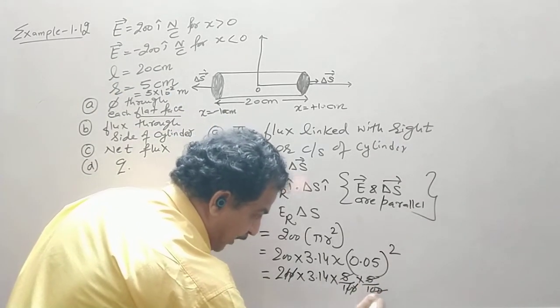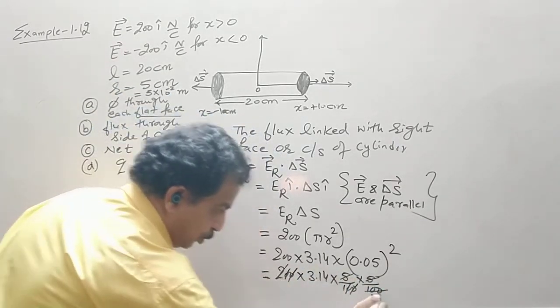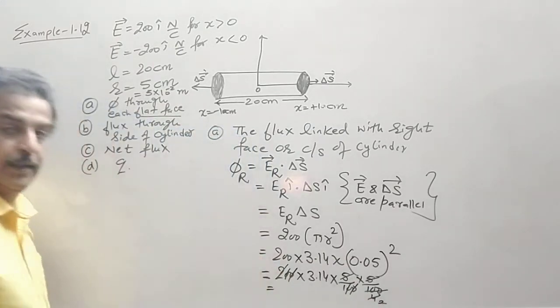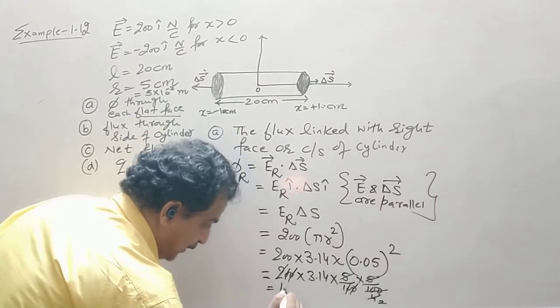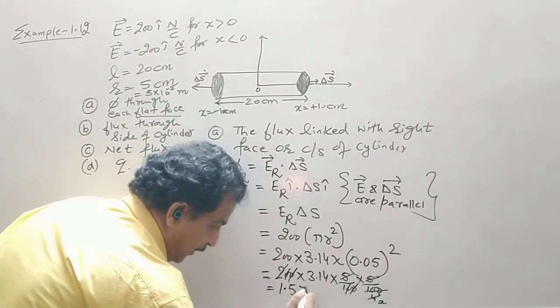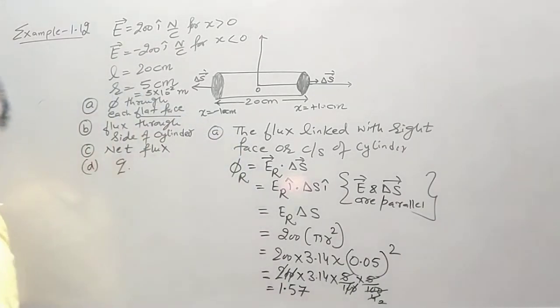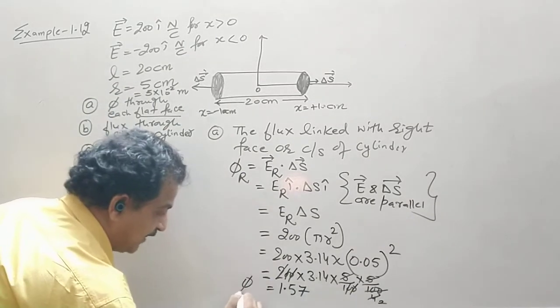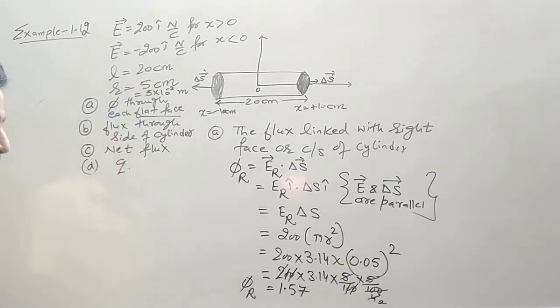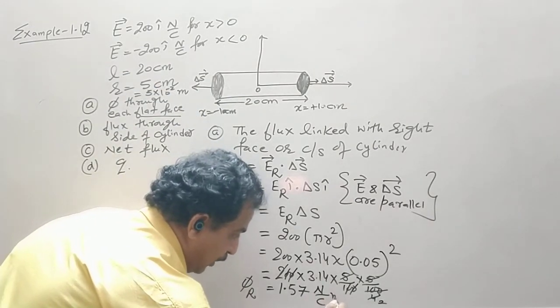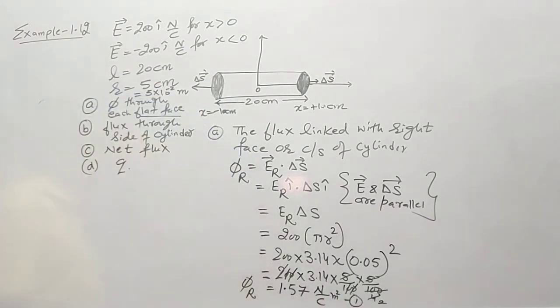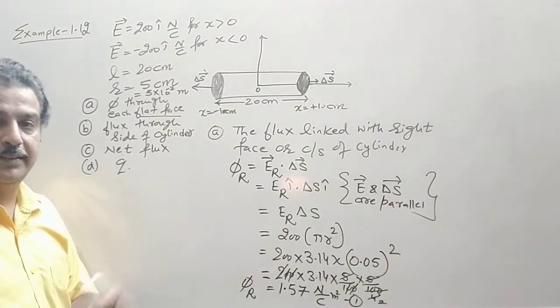So 25 4s are 2 1 2, 2 2s are 4. That is half of 3.14. That is about 1.57. So the flux linked with the right face is 1.57 Newton per Coulomb meter square. Let this be given by equation number 1, the flux linked with the right face.